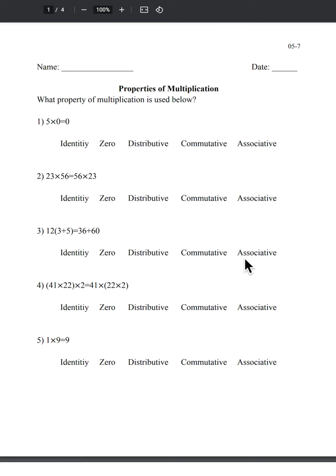Lesson 7, grade 5. So I'll do number 1 and number 4.